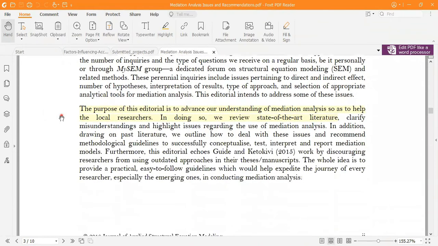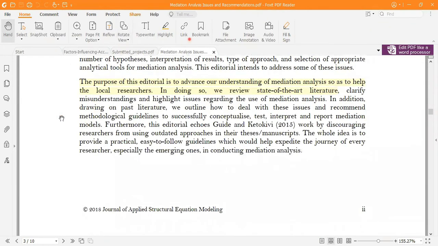So further, they write here that the purpose of this editorial is to advance understanding of the mediation analysis, to help researchers working across the globe, because it's a global issue. What are the issues which have been identified in the last paragraph? These are the global issues. In doing so, we review the state of the art literature, clarify misunderstanding. So in order to clarify all the misunderstanding and identify all the issues, the authors of this paper use the state of the art literature.